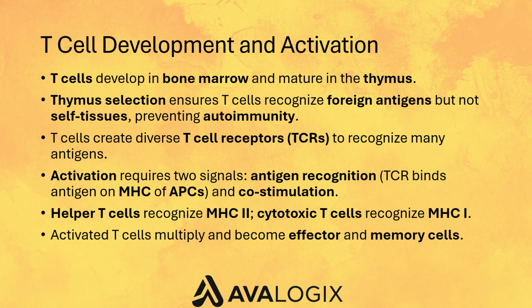Helper T cells recognize antigens on MHC2 molecules. Cytotoxic T cells recognize peptides on MHCI molecules. Following activation, T cells proliferate and differentiate into effector and memory cells, ready to perform their functions.